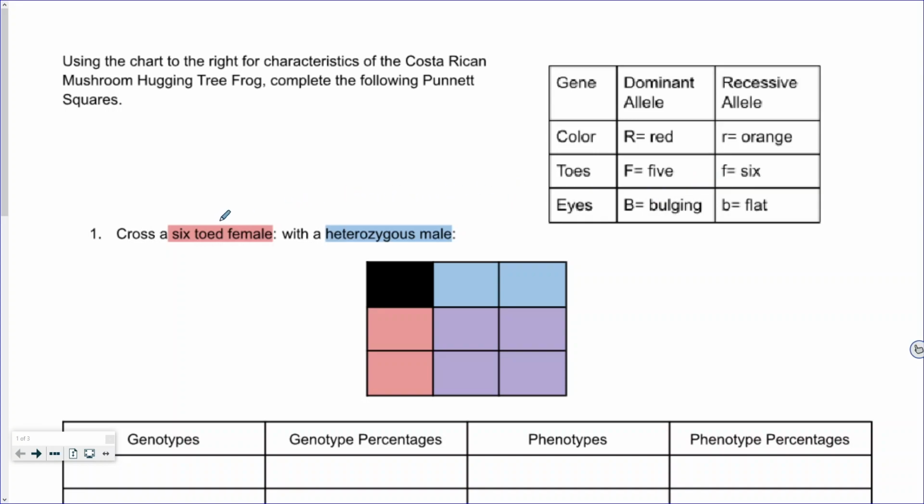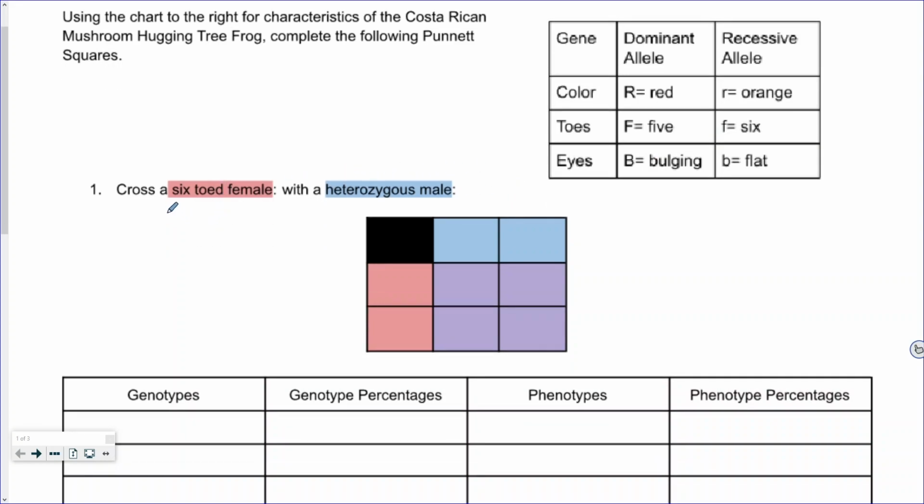So in this first problem, let's take a look at the setup for it. They tell me that I have a 6-toed female. Now, that's a number of toes. 6 is the recessive trait. So the only way that I can have a parent with 6 toes is if that parent has 2 lowercase letters for that trait. Remember that each individual has 2 copies of each gene, one that they got from their mom and one that they got from their dad.